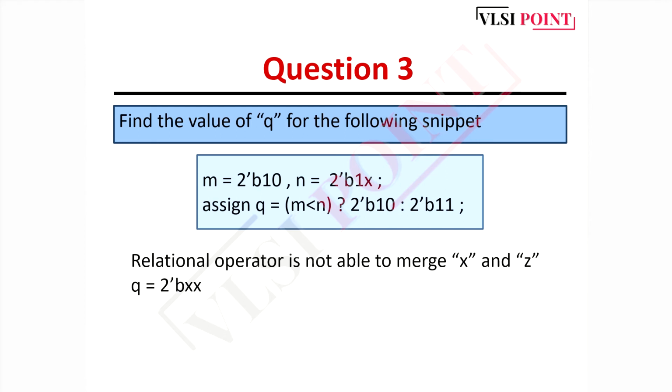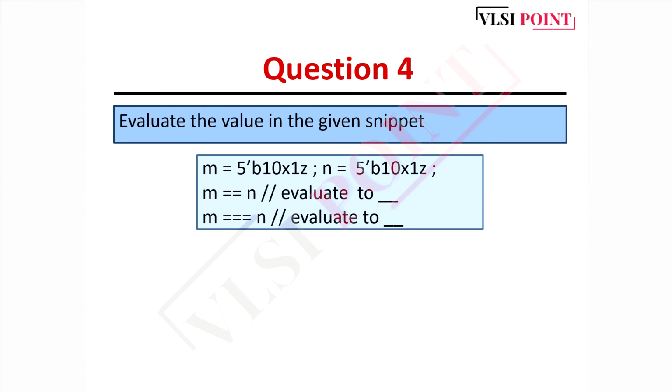Here, since we are using the relational operator, and in my previous video I have already explained that the relational operator is not able to merge x and z values. So simply here the result will be 2'bx. Why? Because this relational operator will not consider the x value, and because of that the answer will be unknown only. Now the question 4 is: evaluate the value in the given snippet.